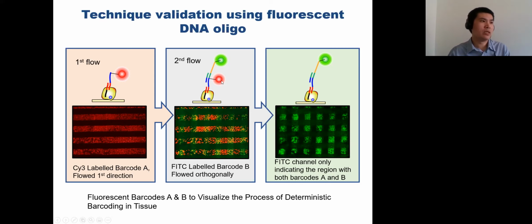So Barcode B will have green color. If you look at only the green color, it will just form squares, which means only the spot in the middle, the spot with Barcode A that also has Barcode B flow through, will have this blue square with blue color. So you can see there's very little leakage between the channels.